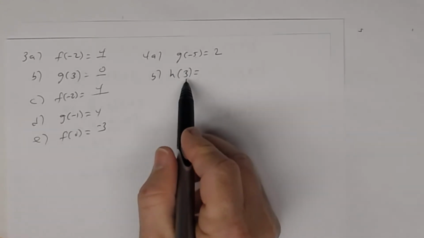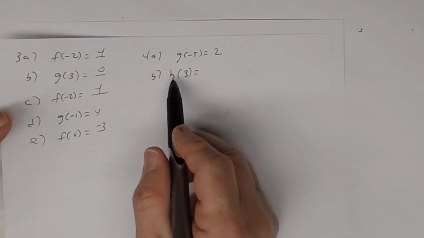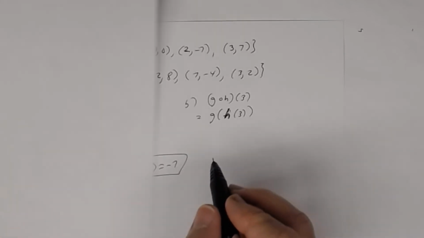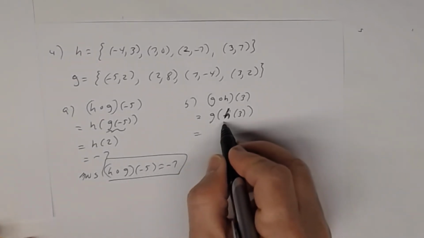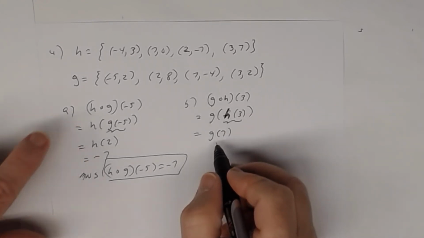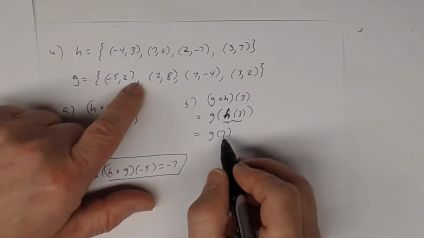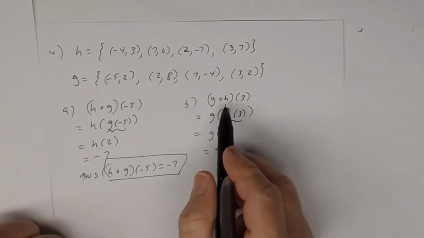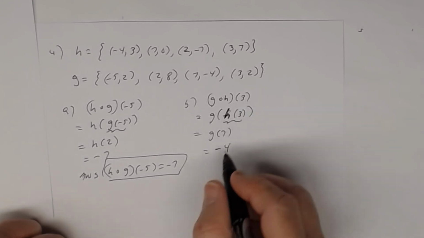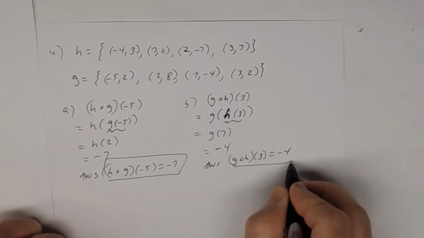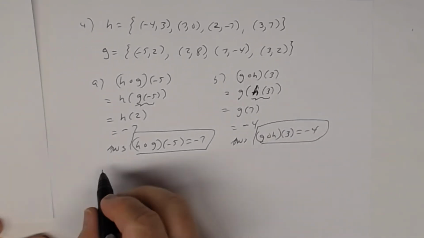So h of 3 means when x is 3, what's my y value? But I have to use my function h. So when x is 3, my y value is 7. So h of 3 is 7, so that's in your mind, and you now know that the next thing you're going to write down is 7. So now you got to find g of 7. Well, g of 7 means I go to my function g, and when x is 7, what's my y value? Well, my y value is negative 4. So this becomes negative 4. So g composed with h at 3 equals negative 4. And that's it. That's all you do. Let's look at another one.